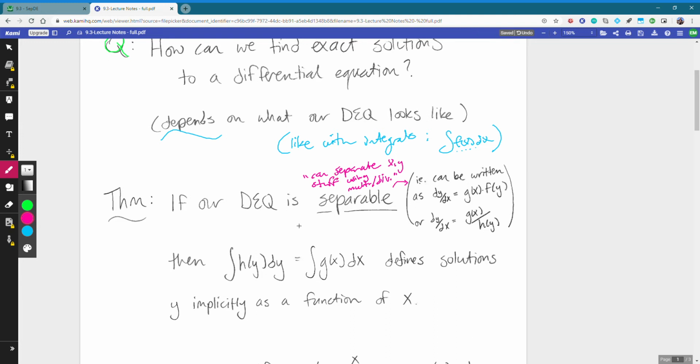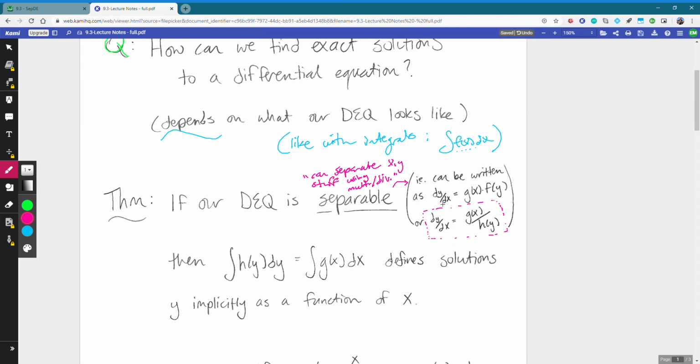And how that looks formally is that our differential equation can be written as, so over here, here's our y prime, dy dx. y prime equals something in terms of x times something in terms of y, or say something in terms of x divided by something in terms of y. The idea is we can separate our x stuff and our y stuff. And our formula down below is actually kind of bouncing off of the second equation here. So let's say we can write our differential equation like this.